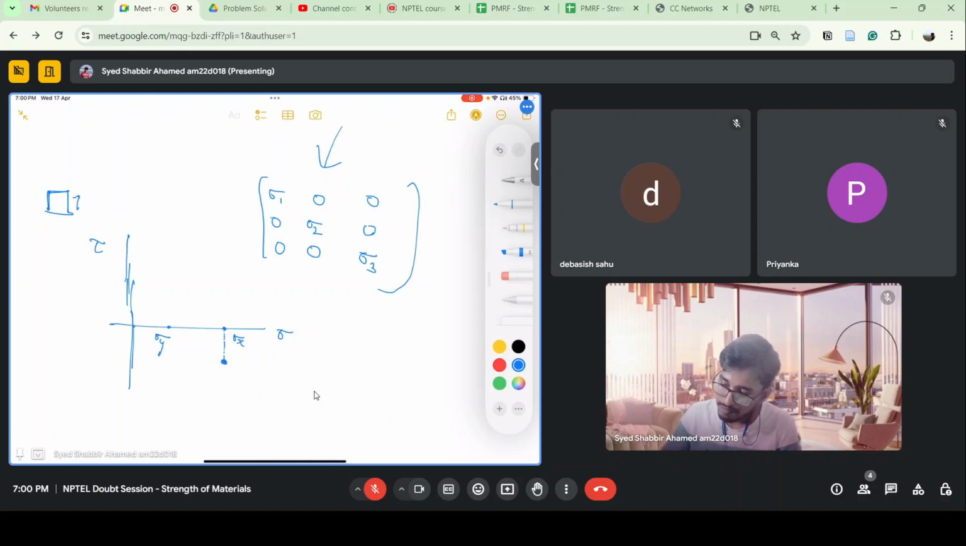Similarly, on the sigma y plane, the shear is clockwise. Anti-clockwise I will take negative, and clockwise I will take positive. So I'll draw the shear stress at this point, and simply join these. This is my radius, and I'll take a protractor and draw the circle.